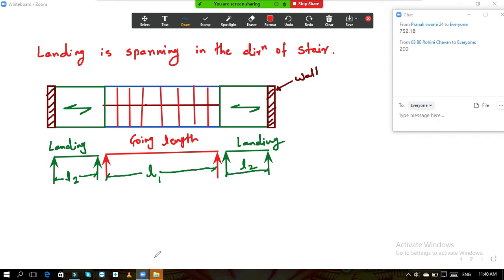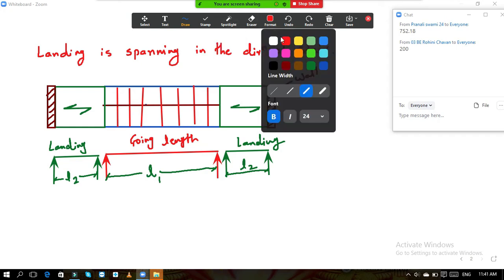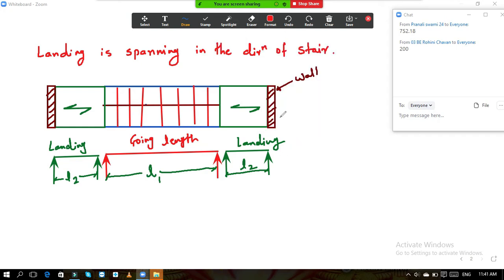Okay, because in the examination they use the wording in the problem like this: design the staircase if the landing is spanning in the direction of the stairs and a wall is there having a thickness of 230 mm to support the landing. So they don't give you the diagram, they don't give you directly where the wall support is given, but they give you the sentence like this: landing is spanning in the direction of stairs. So you should understand what the meaning of landing is spanning in the direction of stairs. It means this is the position of your support. Here your support should be there. Okay, the position of the support should be like this.